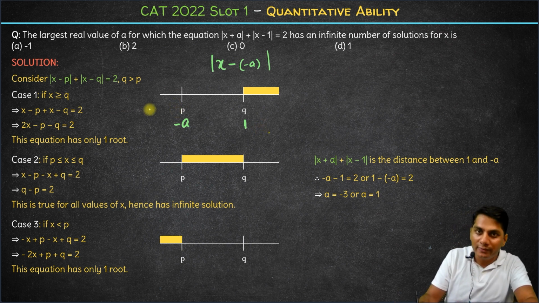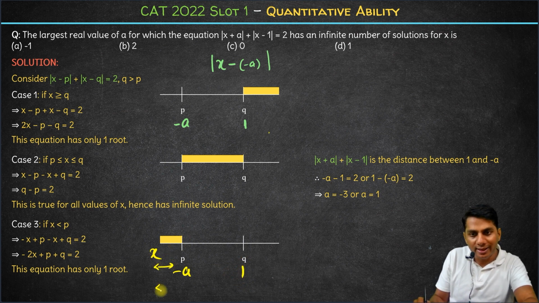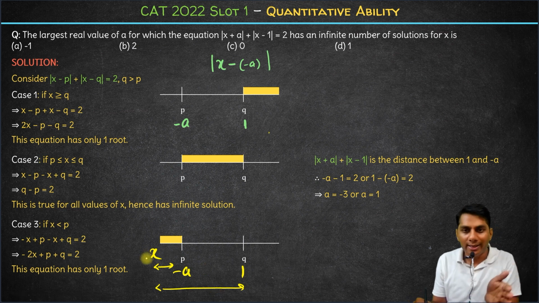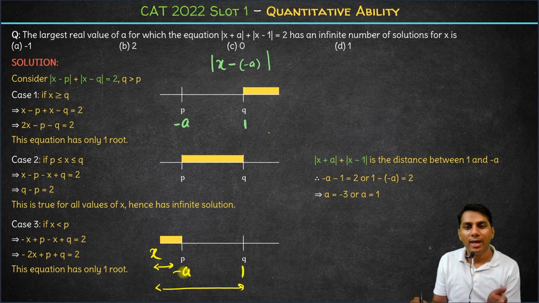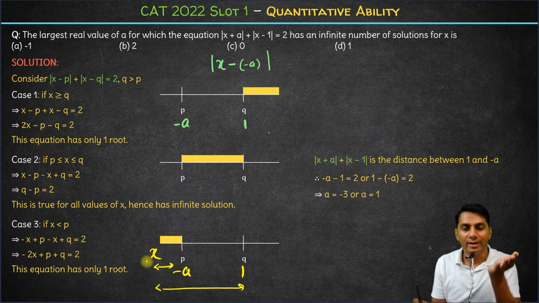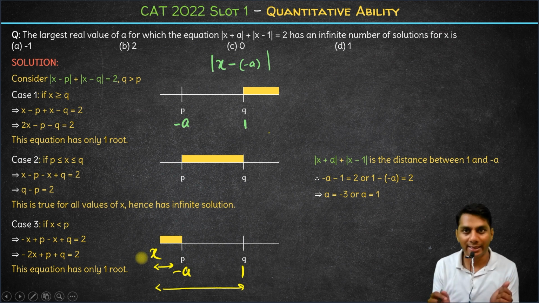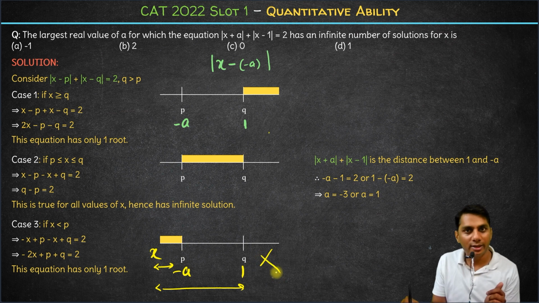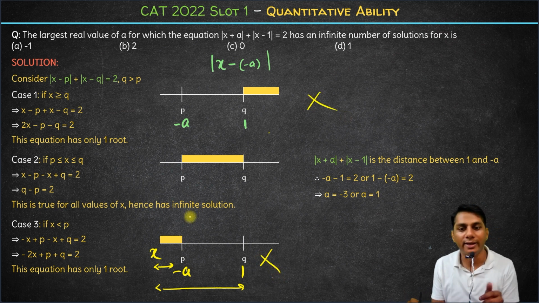What if x is to the left of the least value? What if x is here? This is minus a, this is plus 1. Now again x plus a is this distance and x minus 1 is this distance. So again this whole thing is the sum of the two distances, and as you take x towards left, the individual distances will increase, hence the sum will increase. So there will be only one particular value of x for which the distance will be exactly 2 and not infinite values here, right? So even here you will not get infinite values.